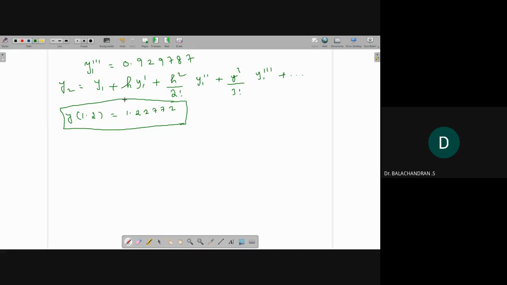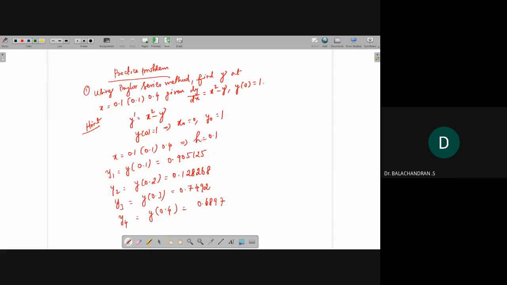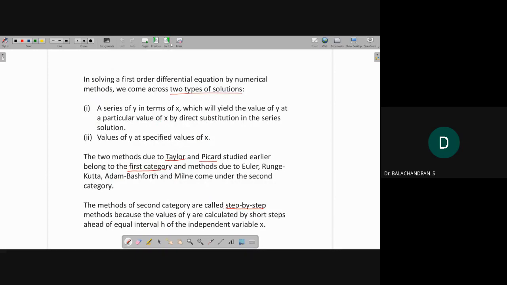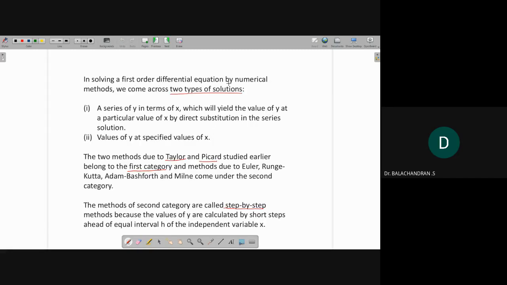Now I'm going to introduce the next method. The next method is Euler method. The aim of this method is again to solve the first order differential equation given the initial condition y of x naught equal to y naught. Here, in solving first order differential equations by numerical methods, we come across only one method so far, that is Taylor's method.